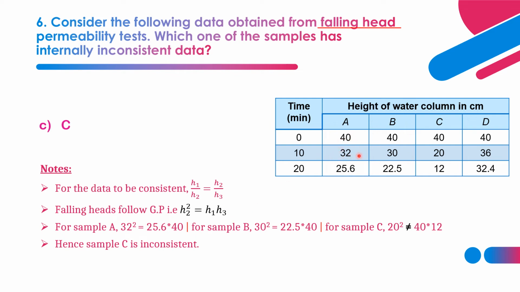So we have H1, H2, H3. So 32 square is equal to 40 into 25.6. So that is satisfied. That means sample A is consistent. Sample A's data is consistent.